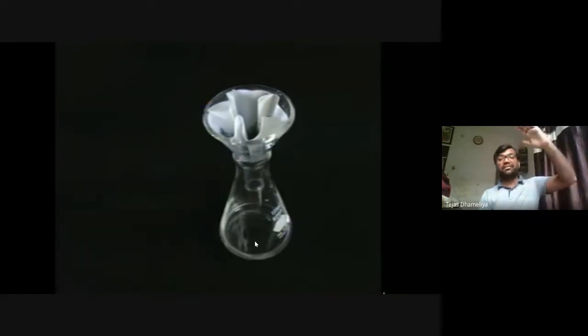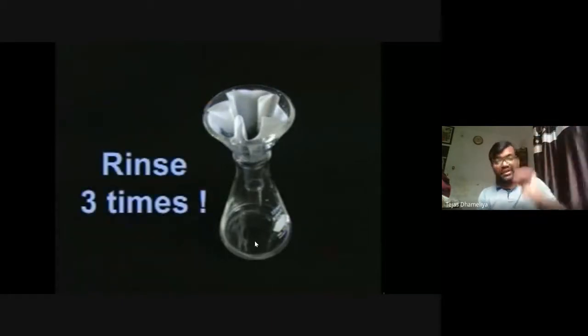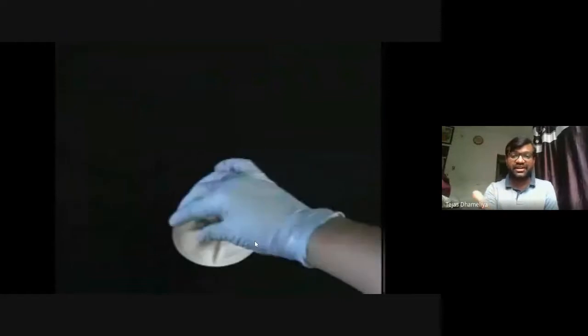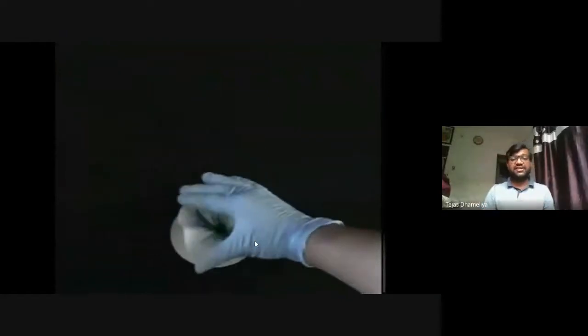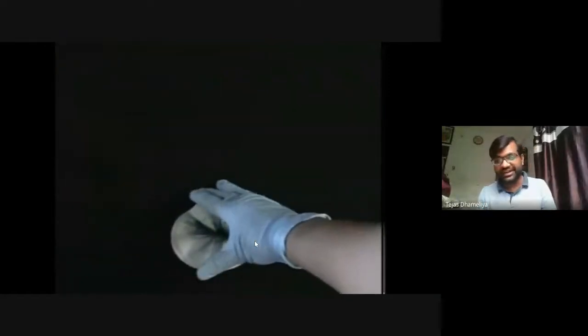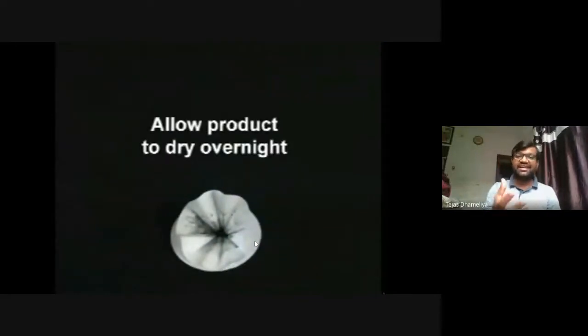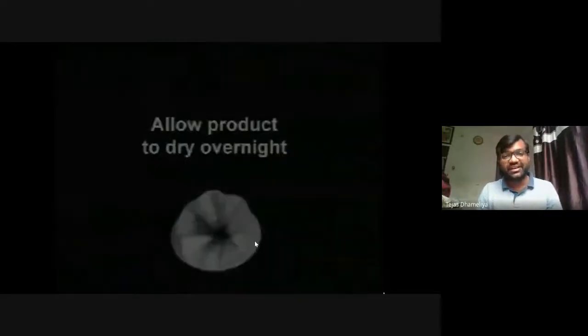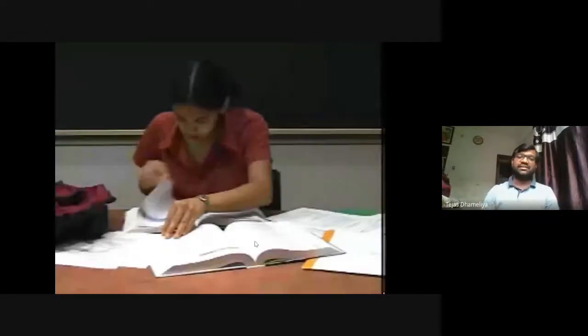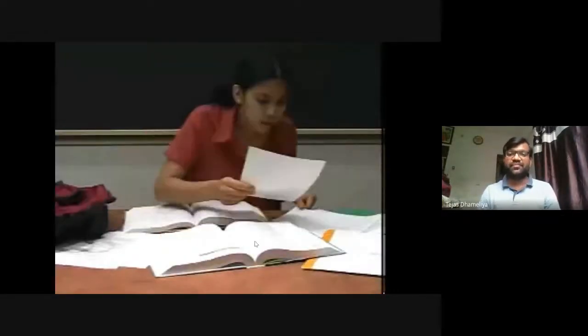Above the filter paper is called residue; below the filter paper, what we collect in the conical flask, is called filtrate. Then we have to collect the product. You can see how sometimes we are interested in the residue, sometimes in the product. Here they are interested in the product, so they are trying to dry it overnight.